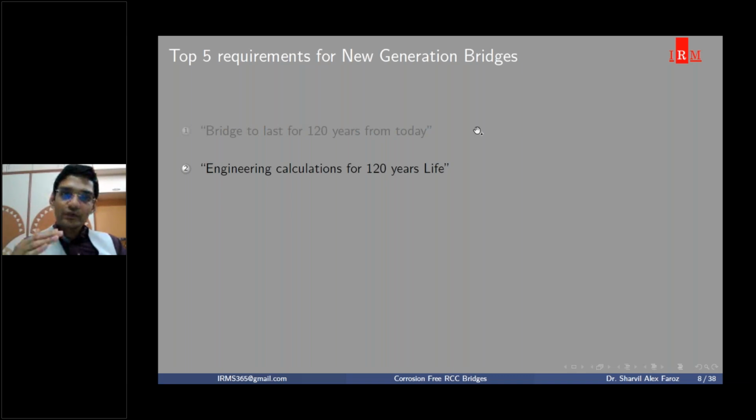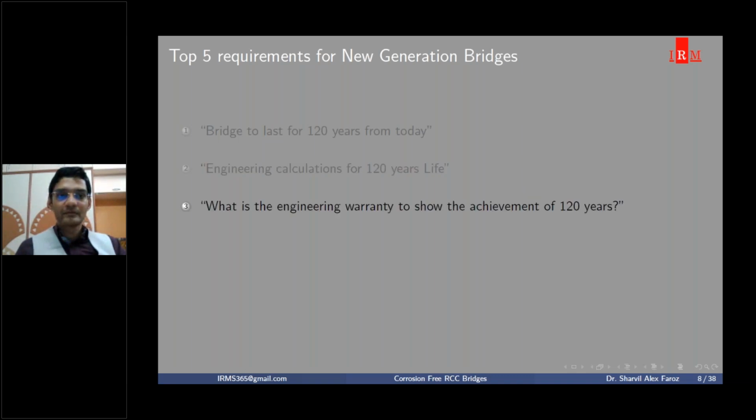So in order to overcome this struggle, they are also looking to have engineering calculations which will demonstrate to them how this viaduct will achieve a life of 120 years. And once you have demonstrated that, what would be the warranty? How do you show them that, based on this analysis or this calculation, we are giving you a warranty which will ensure that it will last for 120 years?